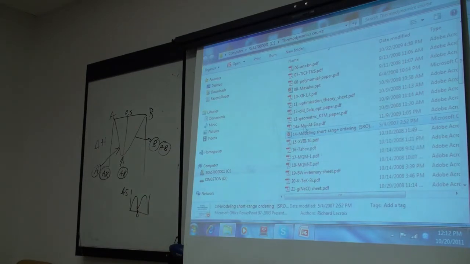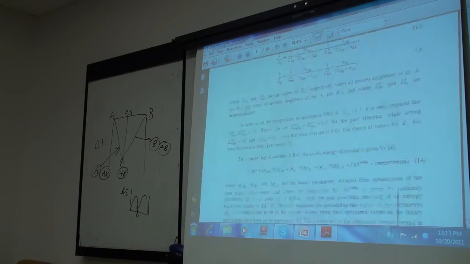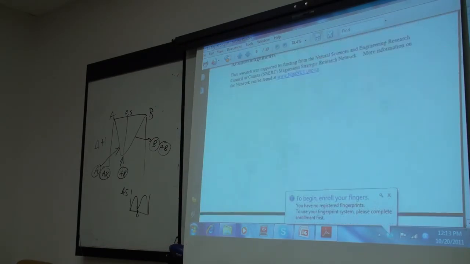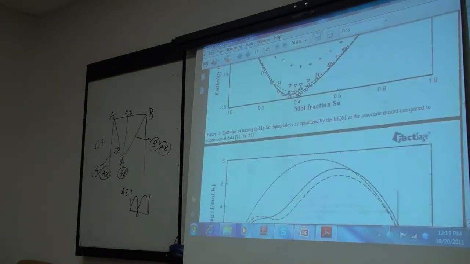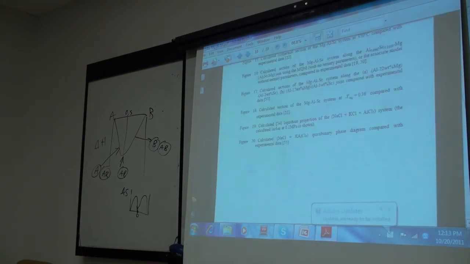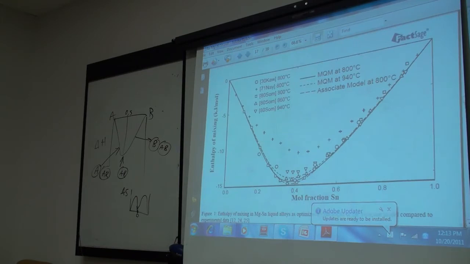This is a paper we did on magnesium aluminum tin. I just want to show you one more example. There's all sorts of examples. This is your magnesium tin system. Once again, you see that you get quite a straight line down here, quite a straight line along here, rounded in the middle. And this is Mg2, it's based upon Mg2Sn.